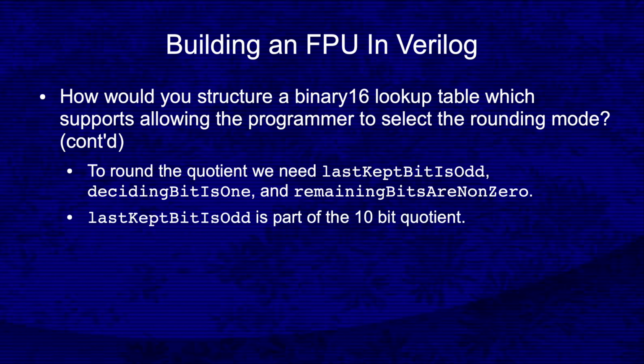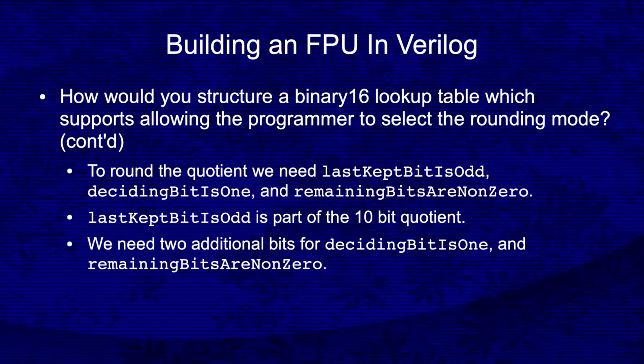The flag last kept bit is odd is the least significant bit of the reciprocal before rounding, so this bit will be part of the 10-bit quotient in the table. We need 2 additional bits in the lookup table. These 2 additional bits represent the values deciding bit is 1 and remaining bits are non-zero. So each entry in the lookup table will require 12 bits.